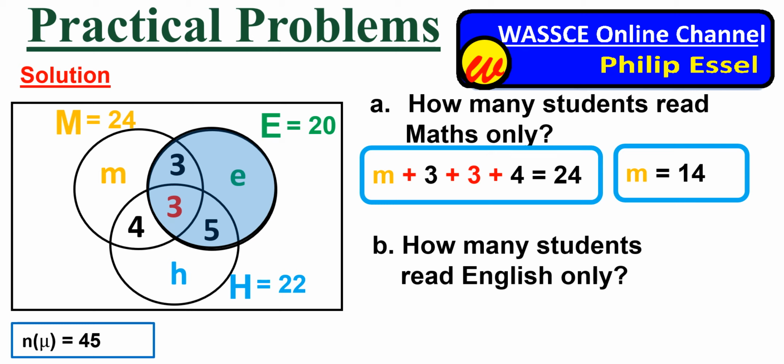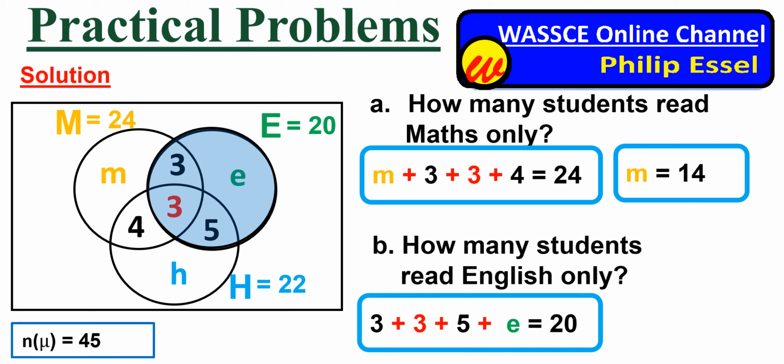So let's write the relationship down. So that is 3 plus 3 plus 5 plus e equals 20. Let's solve for the value of small e mentally. So 3 plus 3 plus 5 would give us 11. We would move 11 to the right side of the equation to become negative 11. So subtract the 11 from the 20 and that would give us 9. So our e is equal to 9. Therefore, 9 students read English only.